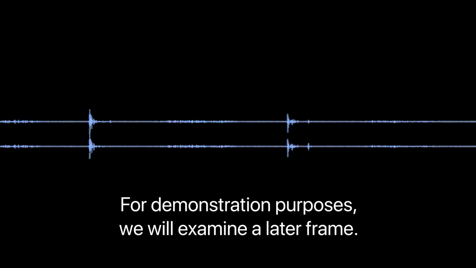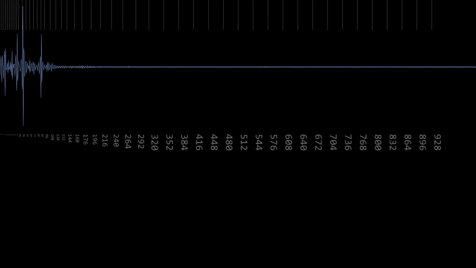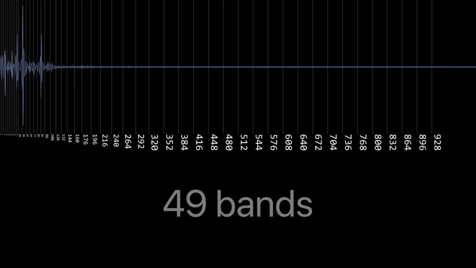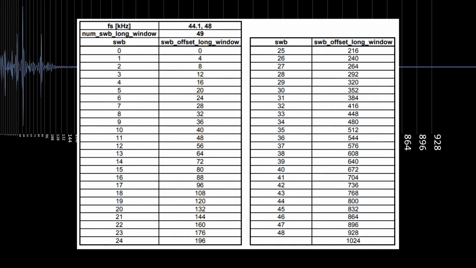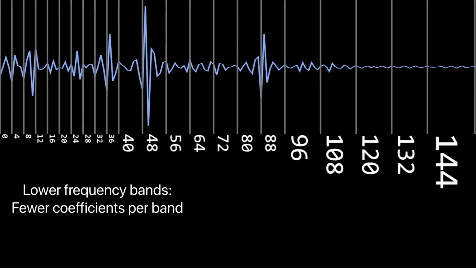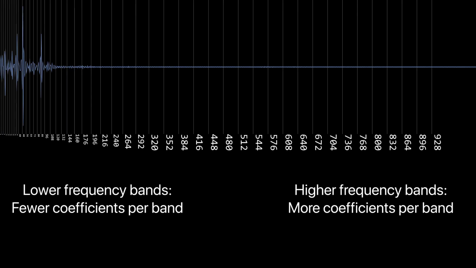Our next step is to quantize our coefficients. This is where most of the audio compression will take place. Here we have an audio frame, consisting of 1024 left and right frequency coefficients. We're first going to group similar frequencies together into 49 bands, as defined in Table 45 of the AAC specs. The lower frequency bands have fewer coefficients, while the higher frequency bands have more.